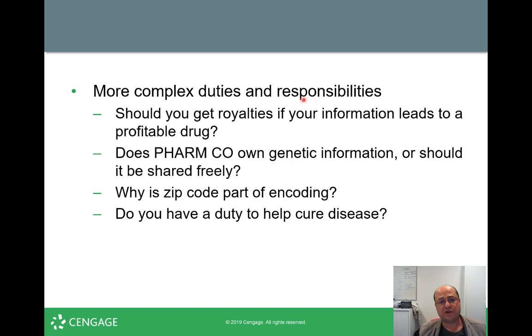There are more complex duties and responsibilities, such as, should you get royalties if your information leads to a profitable drug? Does PharmCo own genetic information, or should it be shared freely with other pharma companies? Why is zip code part of encoding? Do you have a duty to help cure a disease? Most of these are quite challenging questions, and nowadays some of them touch quite personal decision-making processes. But at least now with the paramedic method, you know which questions to ask.